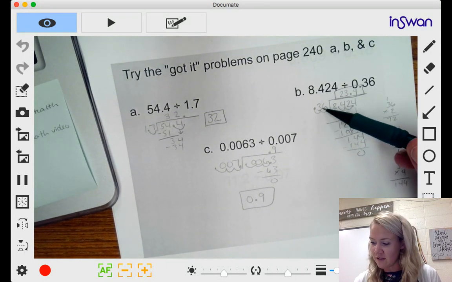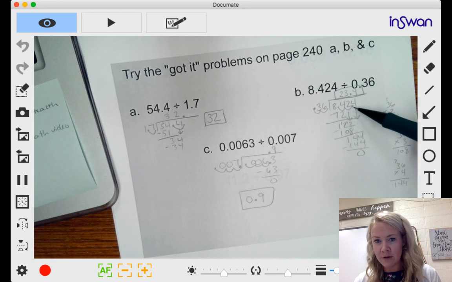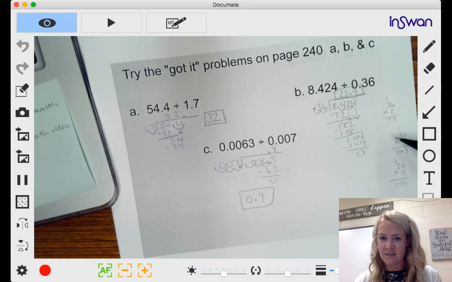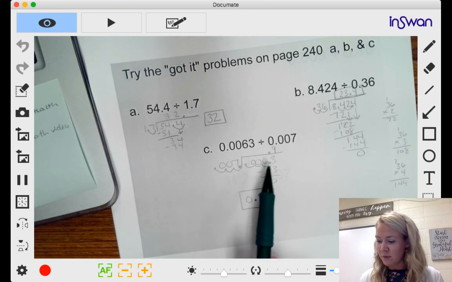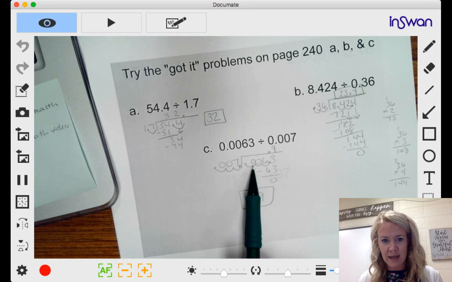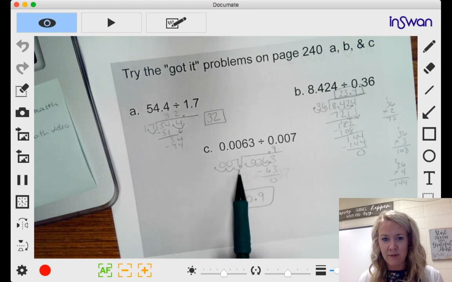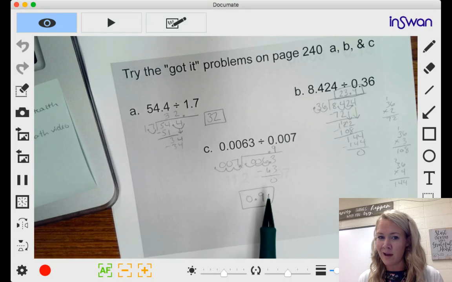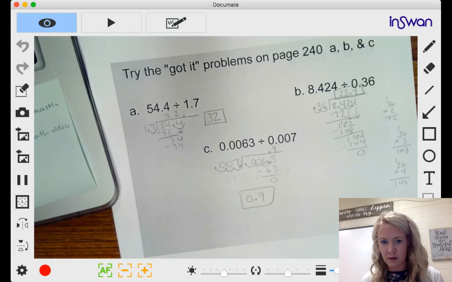You had to move the decimal place twice on both numbers. And I had to do a lot of side math to figure out how many 36s I could fit into those big values. So if you got it all right, awesome. And then this last one looks intimidating, but once you start to multiply by 10 3 times and by 10 3 times, we have 7 into 6.3, and 7 goes into 63 9 times. So you just have that one value on the answer there at 0.9.